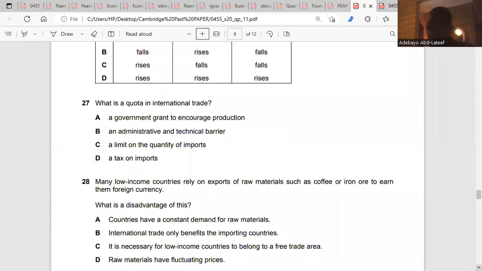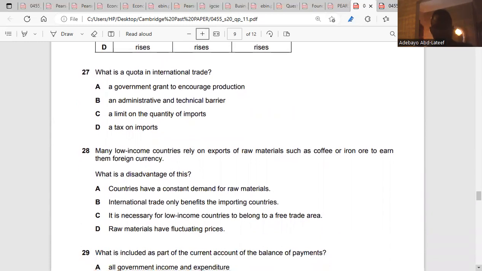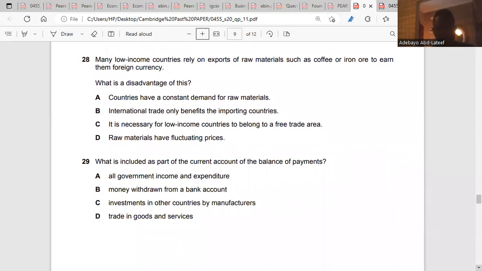28. Many low-income countries rely on exports of raw materials such as coffee or iron ore to earn foreign currency. The problem about earning foreign currency this way is that the prices of raw materials fluctuate. It's not stable. Sometimes they increase, sometimes they fall. It depends on the number of countries that have those raw materials. If the supply of raw materials is increasing from different countries, the prices will fall. If supply reduces, the prices will rise. So it is fluctuating. That's D.